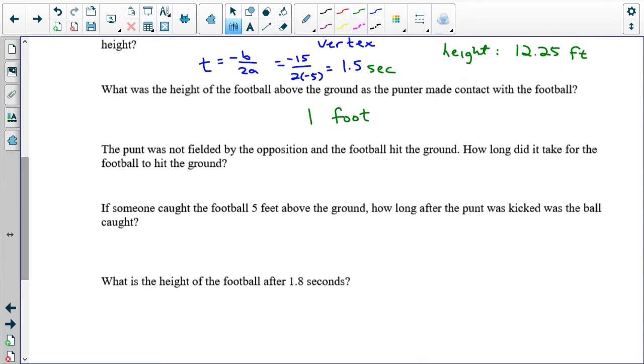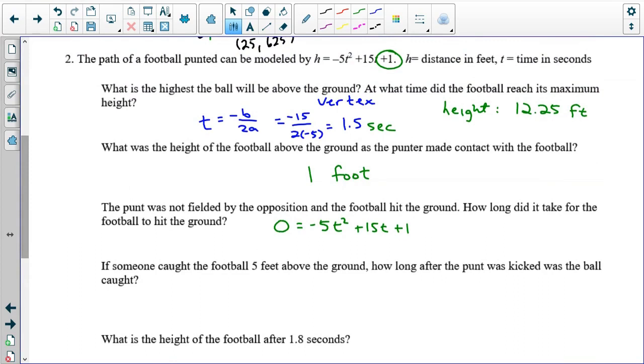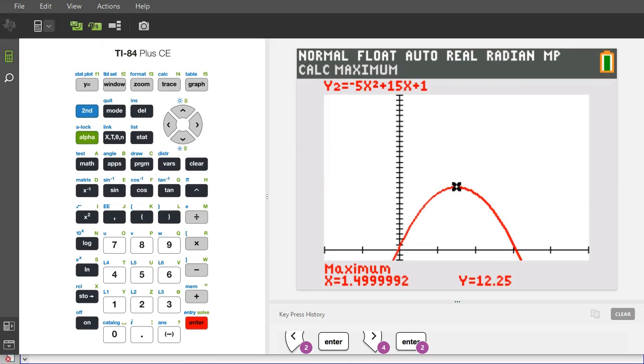Part C. The punt was not fielded by the opposition. The football hit the ground. How long did it take for the football to hit the ground? This would be substituting 0 in for y, or 0 in for h in this case, and solving for t. So if I do that, I can use the quadratic formula if I were doing this by hand, but I'm not going to do that.